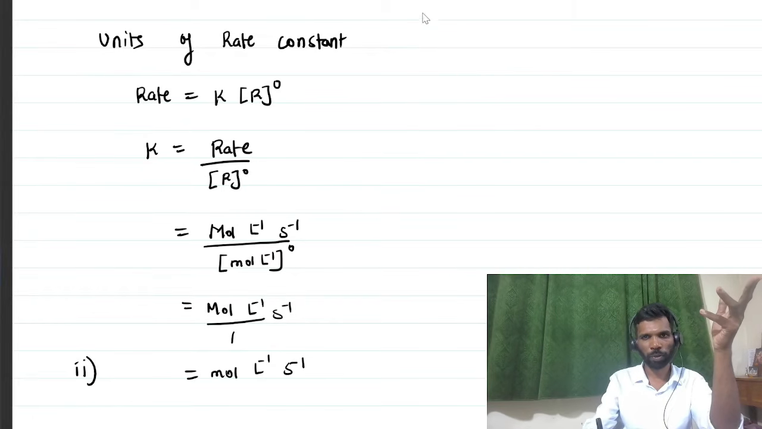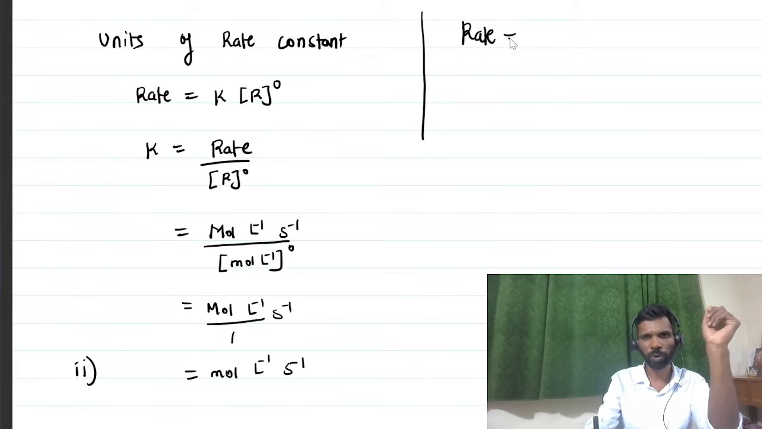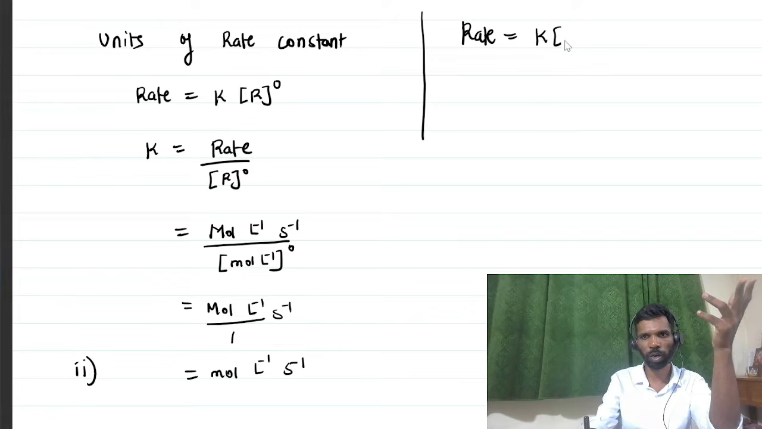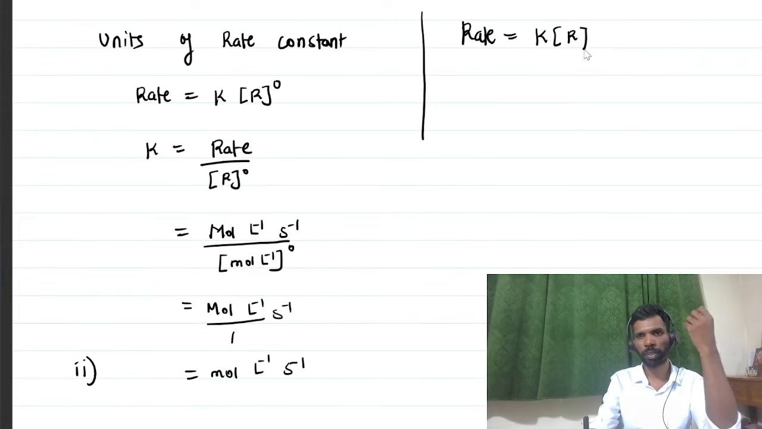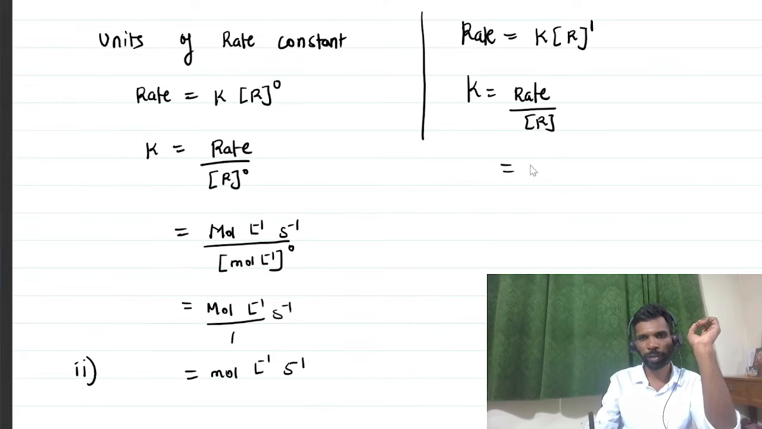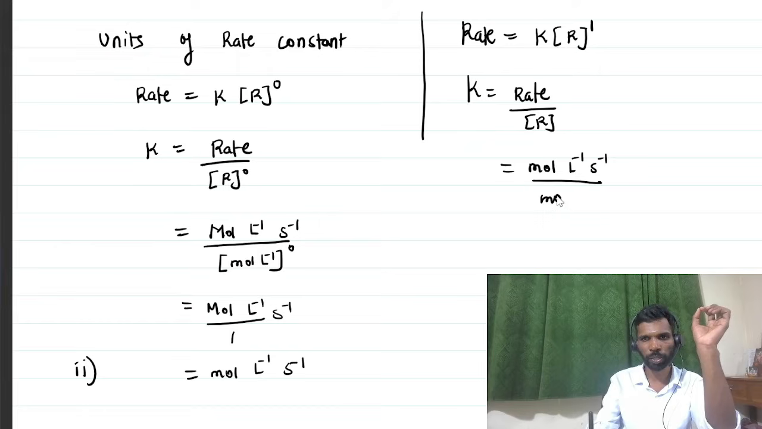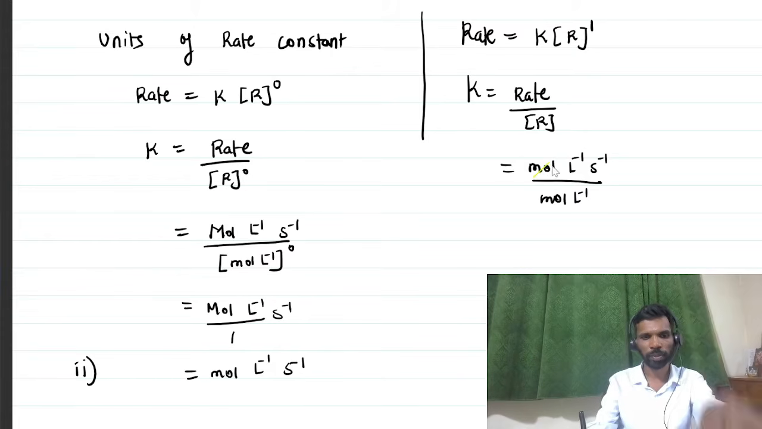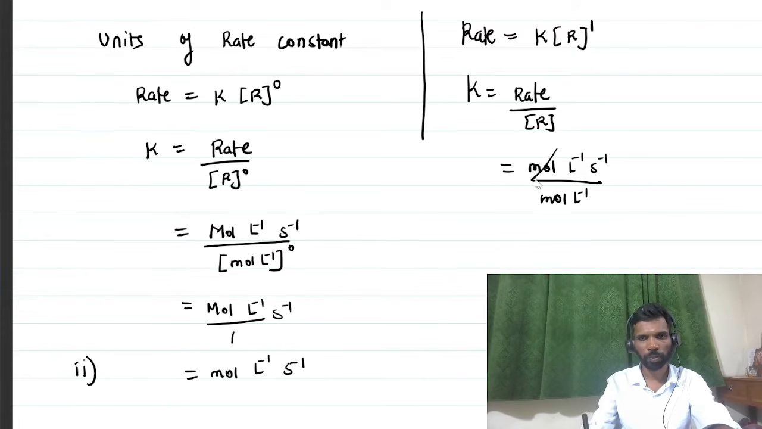If it was for the first order, we'll find it for the first order. So we'll write rate is equal to, okay, not a question, but if it is asked for the first order, you should know how to find it. Here instead of 0, I'll write 1 because it is the first order. So K is equal to rate upon concentration of the R. Units of rate is always moles per liter per second, upon concentration, which is moles per liter. So you can cancel this. So over here the unit is per second, right?